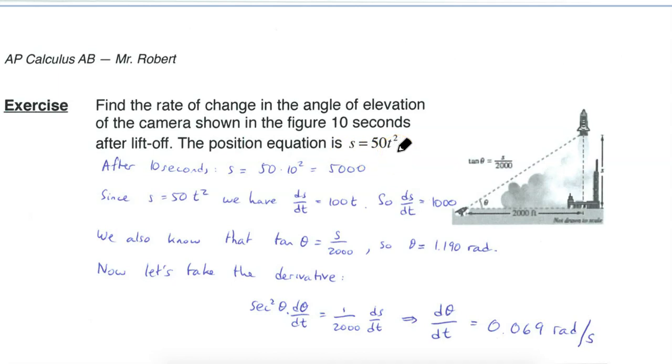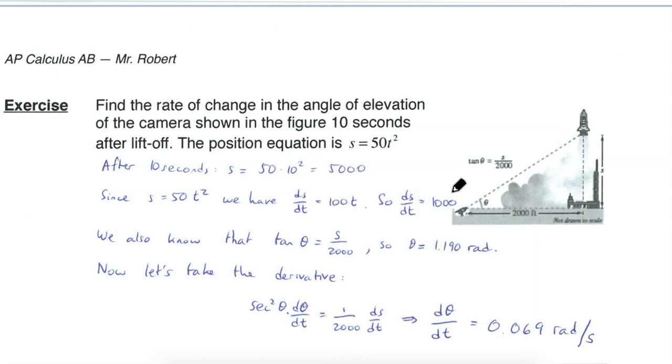If we take the derivative of this, we will find ds/dt equals 50 times 2t, which is 100t. We don't have to multiply by the inside derivative because basically it's dt/dt, so it doesn't matter. That allows us to find that ds/dt is 1000. I could have put units here, it would be 1000 feet per second. That's the velocity of the shuttle at that moment.